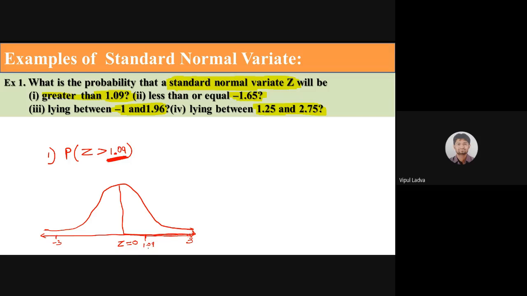We are not supposed to use a proper scale. We are just supposed to draw a rough sketch only. So this is Z equals 1.09. Let me draw a vertical line here. I am interested in finding the area of the region where Z has a value greater than 1.09, and that means I am interested in this particular region. So we are looking for this probability.